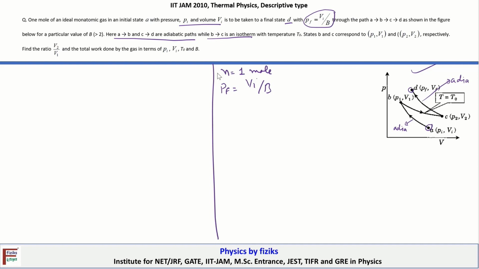So this intermediate process is an isothermal process, with temperature T naught. States B and C correspond to P1 V1 and P2 V2 respectively. We have to find two quantities. The first is the ratio V2 by V1. The second is the total work done by the gas in terms of Pi, Vi, T naught and V naught.